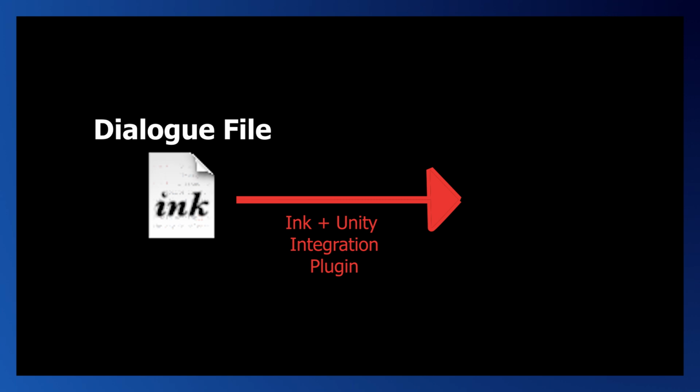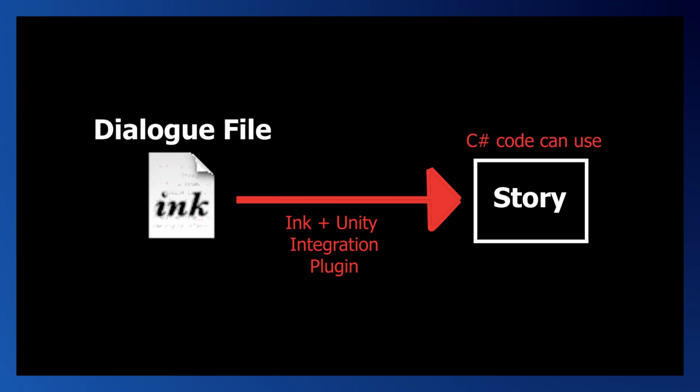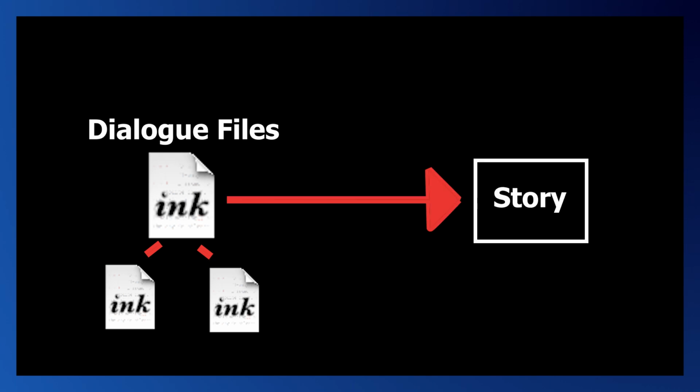Then with our dialogue written, we can use the Ink integration plugin to turn that into a story object that our C# code can work with. And just to note, Ink allows one file to reference other files, so we can have as many Ink files as we want for organizational purposes, but for how we're going to go about building the system in this video, one of those Ink files will be considered a main Ink file, referencing any others from there, such that we only ever have one story object on the C# side.